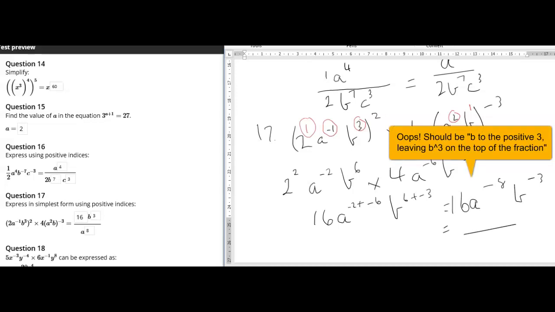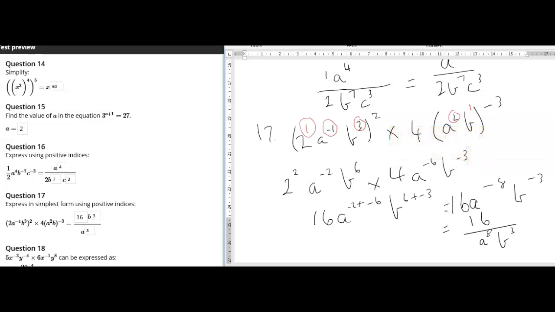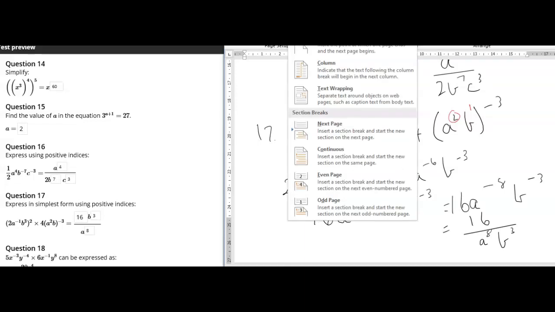Okay, so 16 is on the top. Then we've got a to the negative 8. So we could leave a to the negative 8 on the top, but if it goes down the bottom, because we want it to be a positive power, it becomes a to the positive 8. And then the same for b. So b to the power of 3. So if it was to stay on the numerator, that would be negative powers, but when they come down, they become positive. And if they were ever to be negative on the bottom, you bring them up the top as positive. Okay, so going to just grab another page.